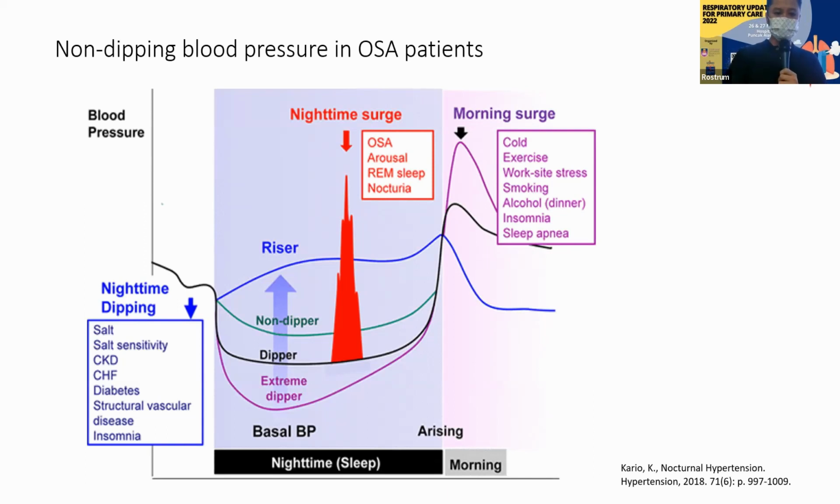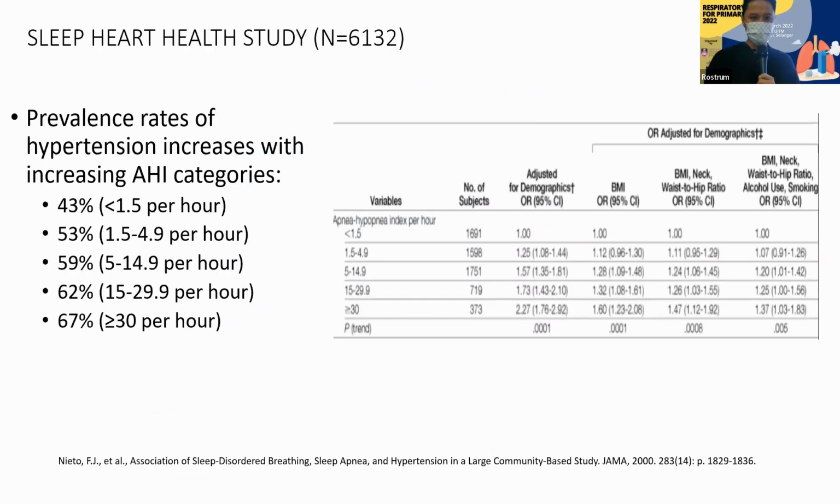nighttime BP decreases about 10 to 20% of the daytime blood pressure. In OSA patients, they follow a non-dipper pattern, and not only that, they experience recurrent nighttime surges, due to the mechanisms I already mentioned before. So this causes a rise in blood pressure in patients with OSA.